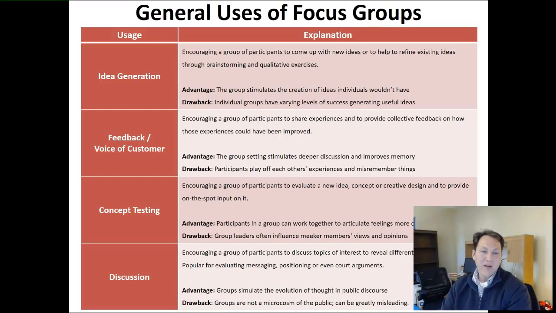A third usage is concept testing, and that's encouraging a group of participants to evaluate a new idea, concept, or creative design and provide on-the-spot input on it. Concept testing is another very common use of focus groups, particularly in entertainment and media. And I have really mixed feelings about how it's used. I think it's used pretty badly very often.